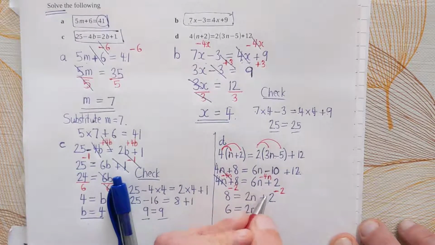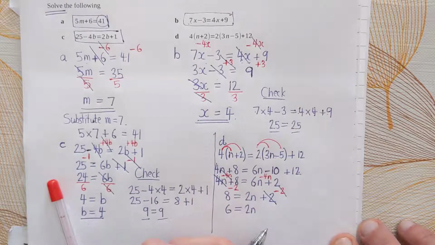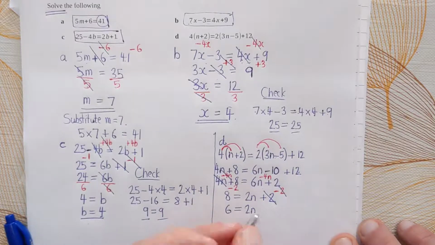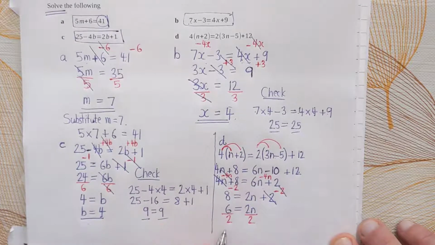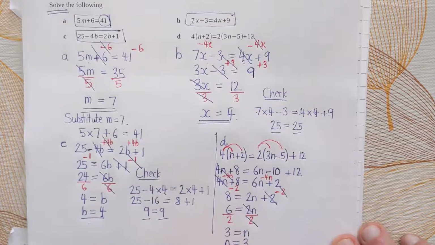And then 2 cancels with minus 2. 2 minus 2 leaves you with 0. And then we have 2 times n, or n times 2, which we cancel by dividing by 2, both sides. So 6 divided by 2 is 3. And here, that 2 cancels with this one, and we're left with n. So n equals 3.